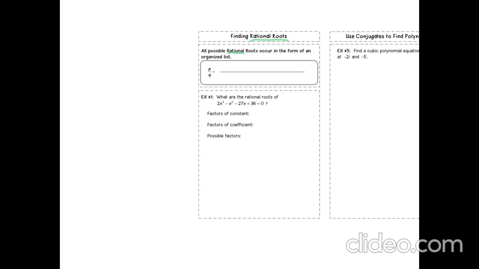To find out all of the possible rational roots, I have to do a little formula, and it's not too bad. P is all of the factors of the constant. Factors of the constant. And I don't know why it's P and Q. It just is.